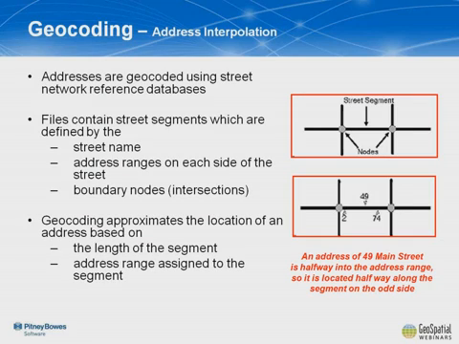Each street name has an address on either side of it, and then nodes on the end of each street segment. In interpolated geocoding, you're estimating where that address is located based on the length of the segment and how far it is between one end of the segment to the other. So if it was, in this case here, 49 Main Street, it's going to be approximately halfway, and it's located on the segment on the odd side. So that's interpolated geocoding. Now, in the next slide, we're going to talk about point-level geocoding.